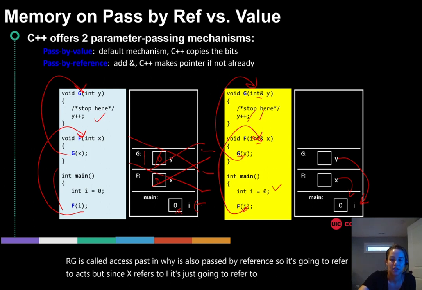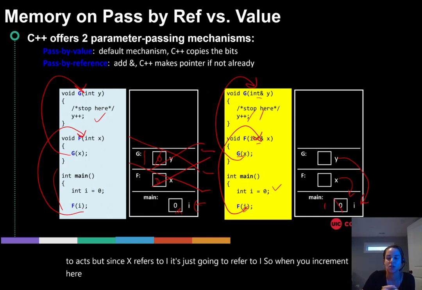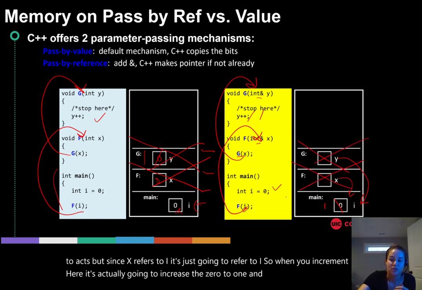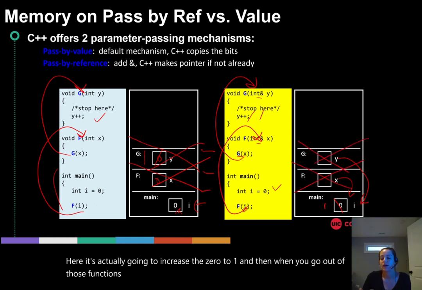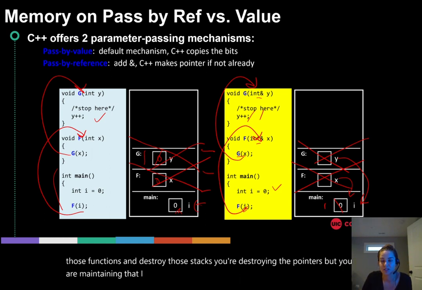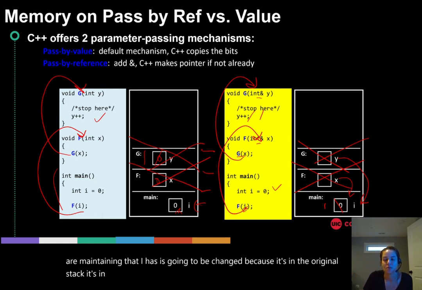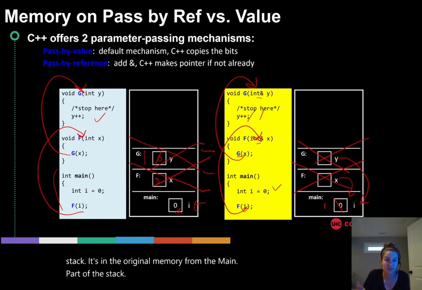So when you increment here, it's actually going to increase the 0 to a 1, and then when you go out of those functions and destroy those stacks, you're destroying the pointers, but you are maintaining that I is going to be changed because it's in the original stack, or it's in the original memory from the main part of the stack. So this is the basic idea of how it works.